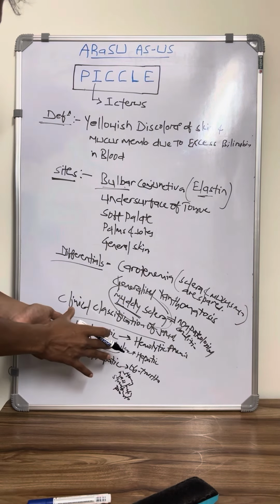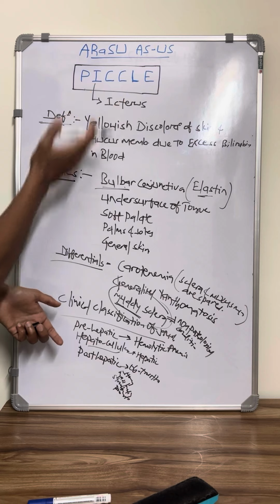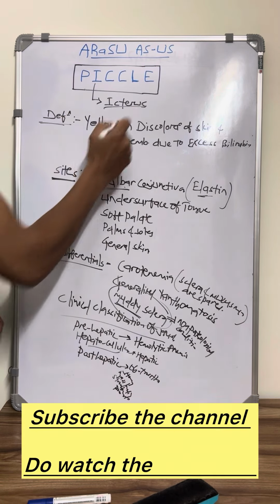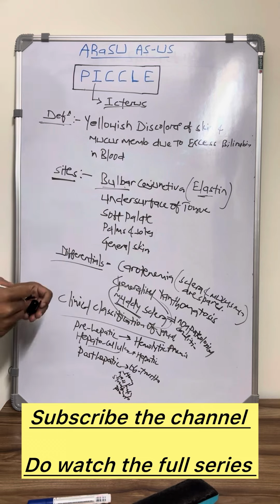So these causes we have to think about and try to fit into the reasons of icterus whenever we see icterus in any patient during general physical examination. So this is about the eye, icterus.